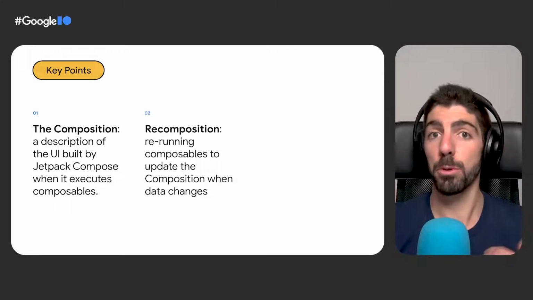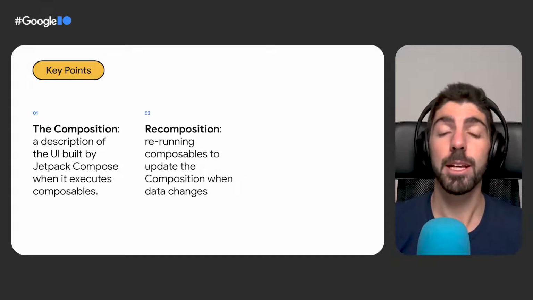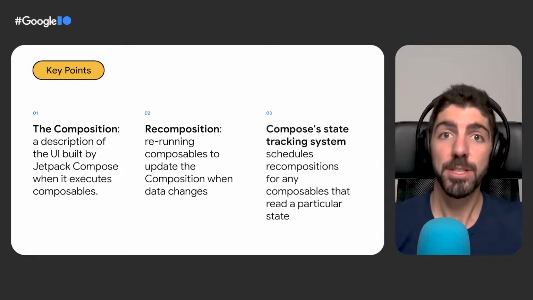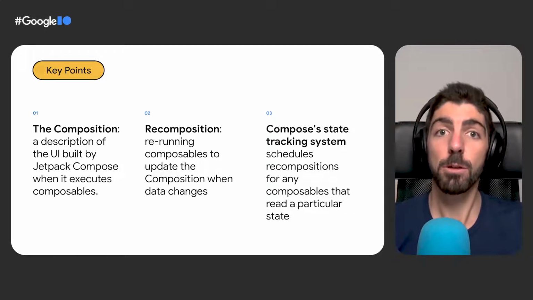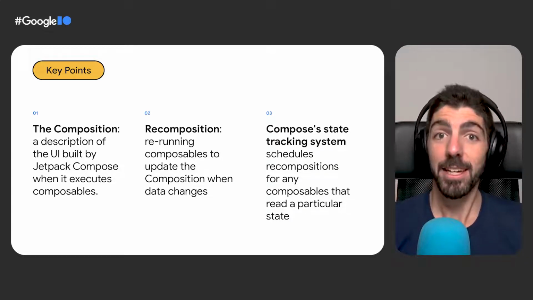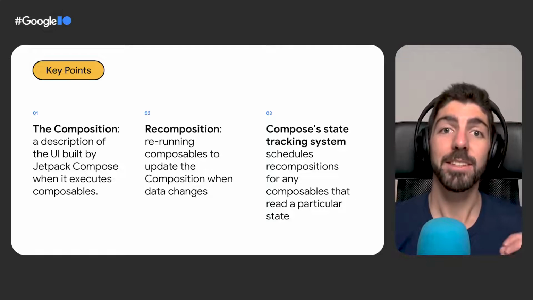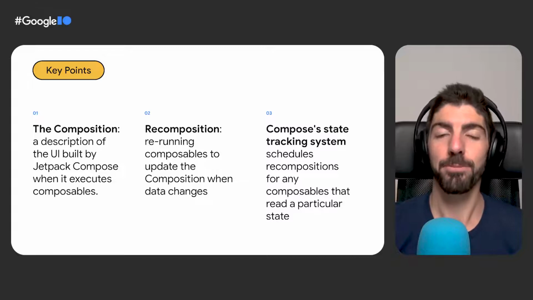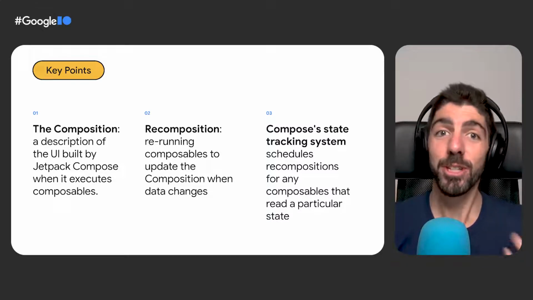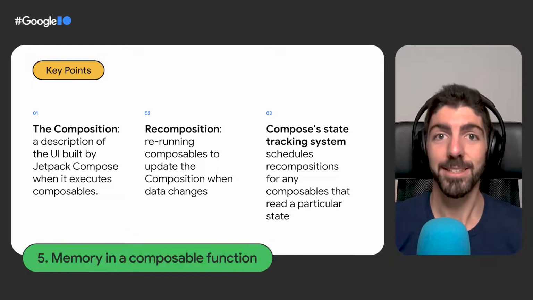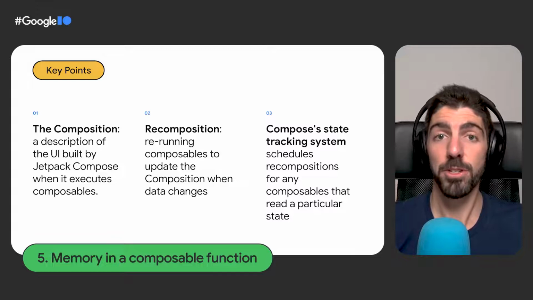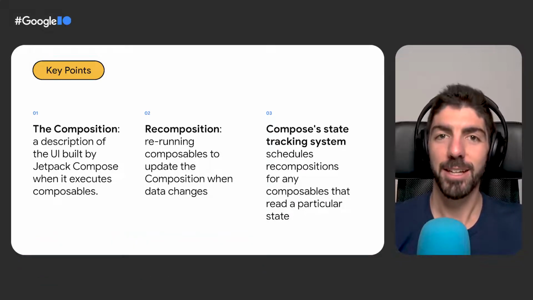But in order for Compose to recompose and update the UI accordingly, Compose needs to know what state to track. Compose has a special state tracking system in place that schedules recompositions for any composables that read a particular state. This allows Compose to be granular and just recompose those composable functions that need to change, not the whole UI. The small caveat here is that you need to use Compose's state APIs. As you saw, using regular variables in a composable function doesn't cause recompositions. So which ones are those APIs, Ale?